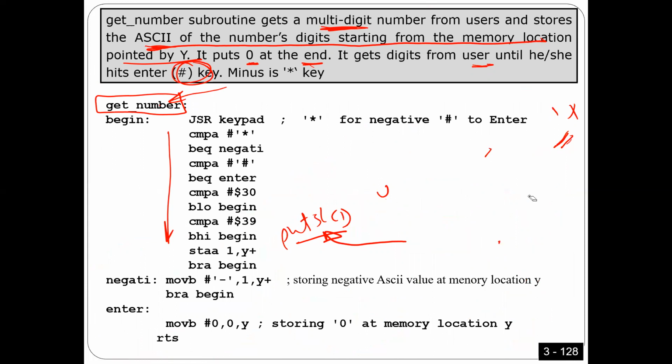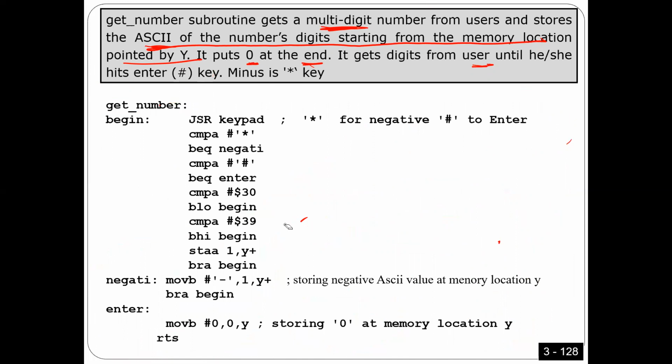Okay, guys. So I'm gonna quickly explain this function, but you can just use it. As you see here, guys, I'm gonna call keypad. When you call keypad, I'm gonna check if it is asterisk. If you hit asterisk, it means it's a minus. So for example, minus 37, something like that. If this is true, I'm gonna go to negative. In negative, I'm gonna put the ASCII of minus in the array, right?